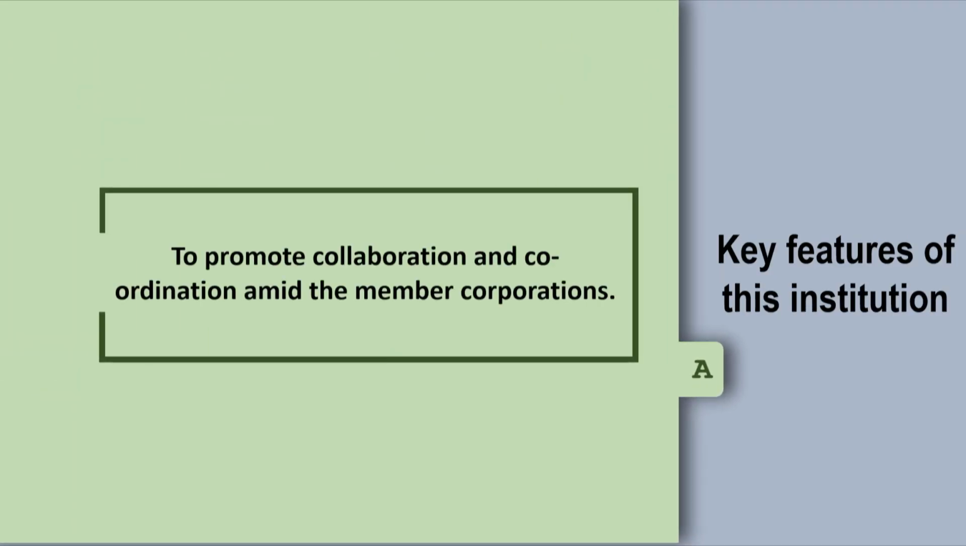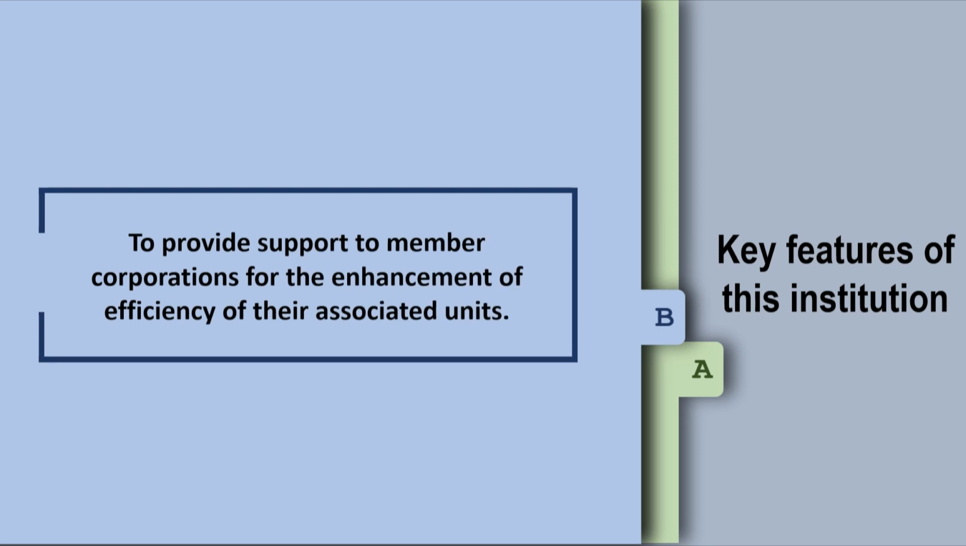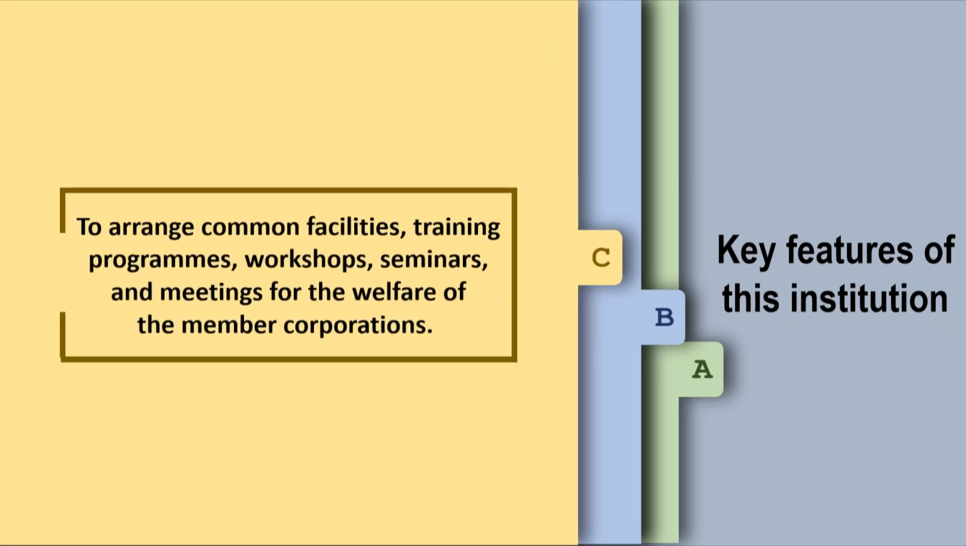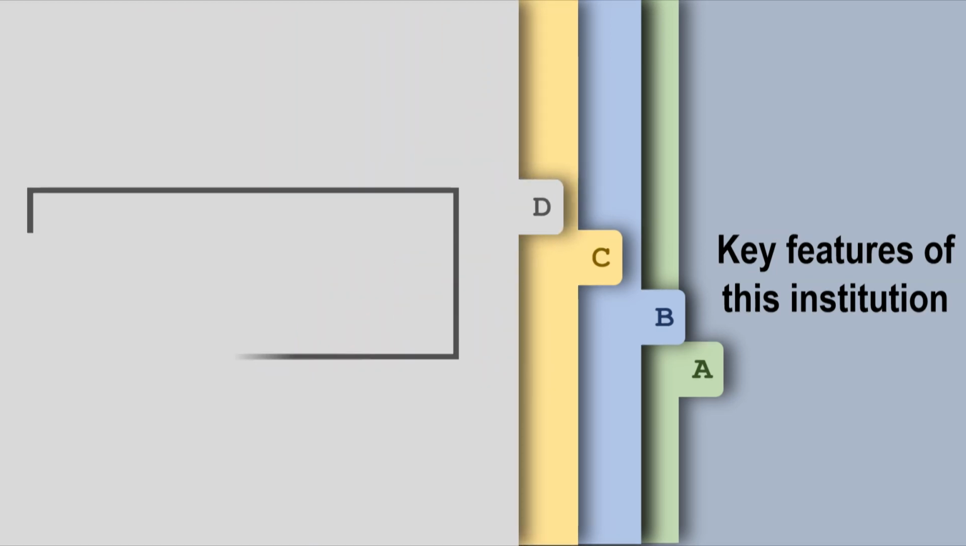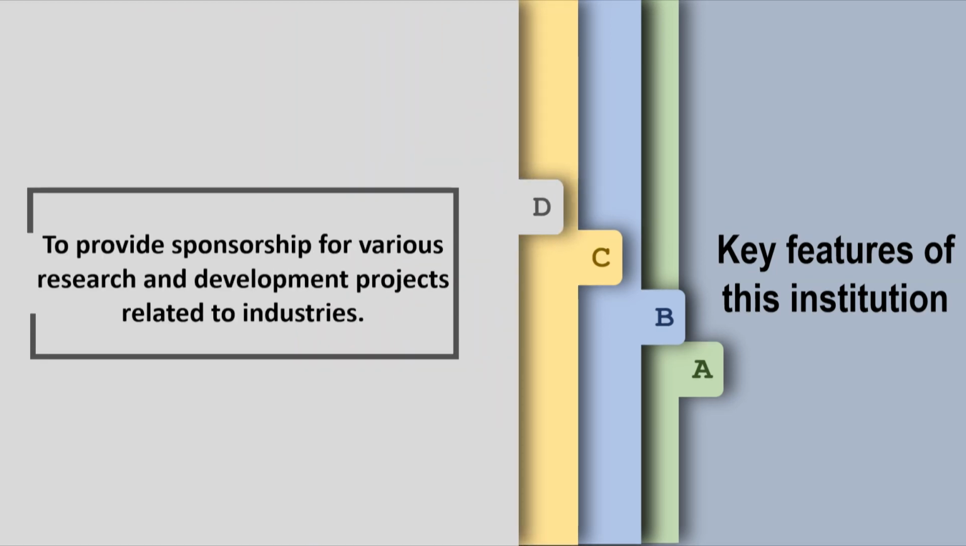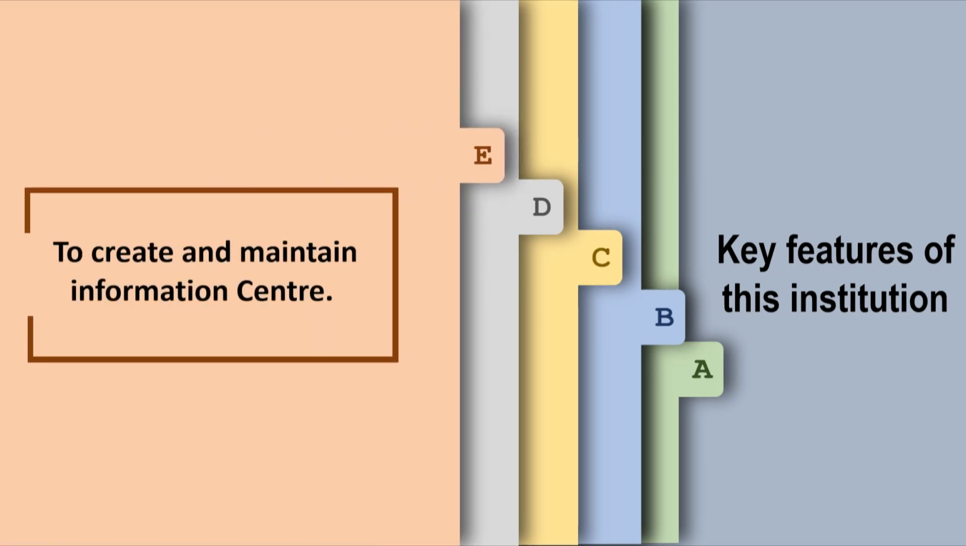Some of the key features of this institution are to promote collaboration and coordination amid the member corporations, to provide support to the member corporations for the enhancement of efficiency of their associated units, to arrange common facilities, training programs, workshops, seminars and meetings for the welfare of the member corporations, to provide sponsorship for various research and development projects related to the industries, as well as its another feature is to create and maintain an information center in order to provide information to the entrepreneurs.